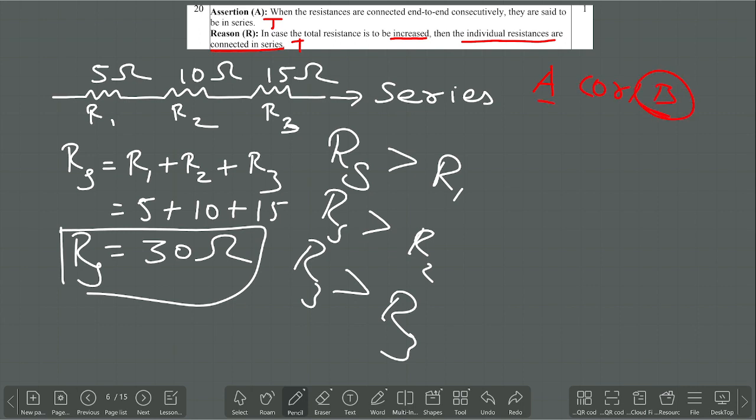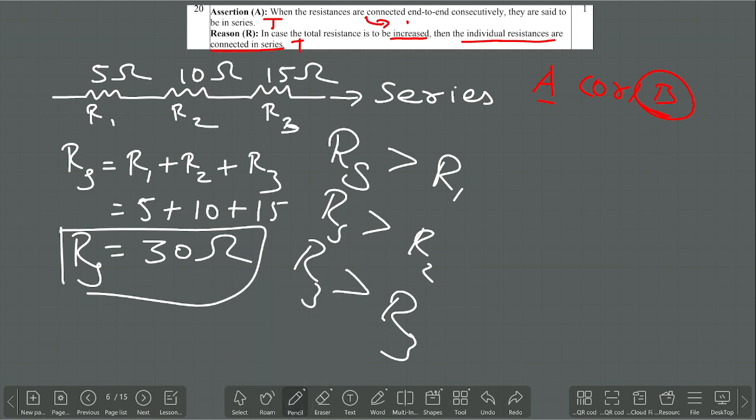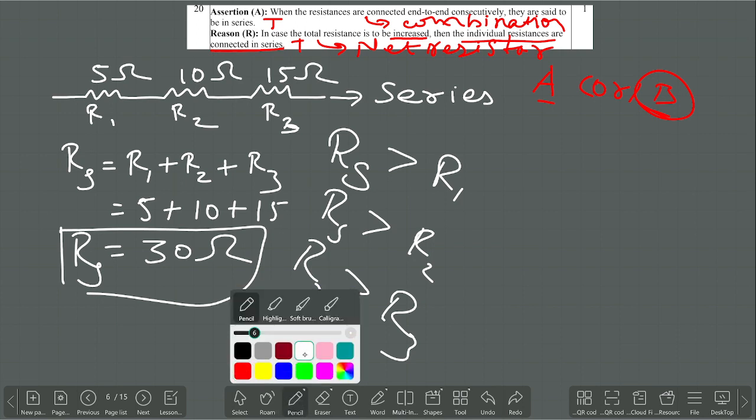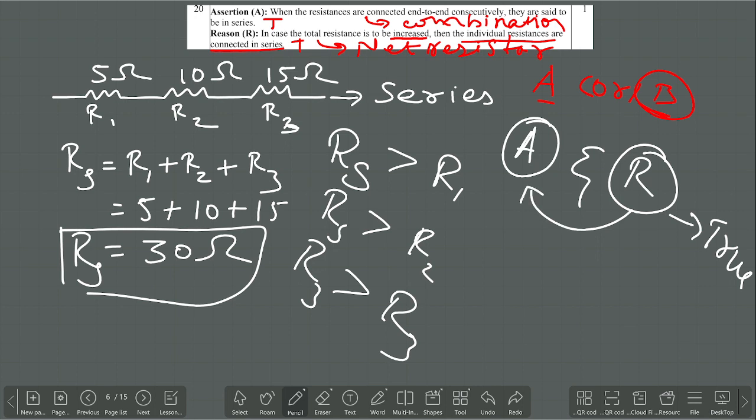Option B. The reason is, the assertion is saying about the combination. Clear? What type of combination is it? The reason is saying how the magnitude of the net resistance is going to be. Clear? That means both A and R are true, but reason is not the correct explanation of assertion.